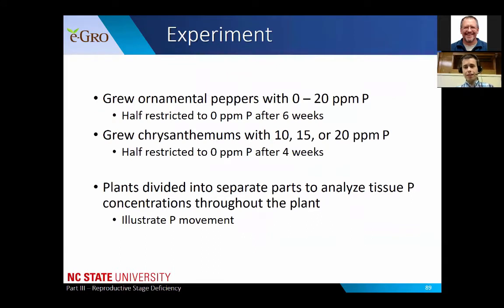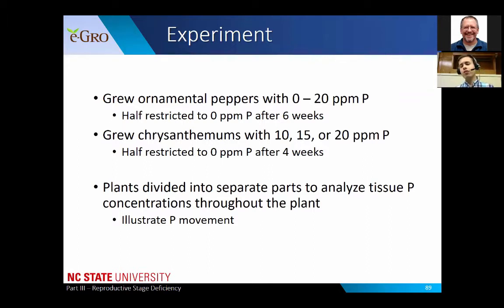So to test this hypothesis, we did a couple of experiments. We grew ornamental peppers with rates of 0 to 20 parts per million phosphorus, holding everything else constant. And half of the plants were restricted to 0 parts per million phosphorus after 6 weeks. Also, after the pepper experiment, we grew chrysanthemums with rates of 10, 15, or 20 parts per million phosphorus, and half of these plants were restricted to 0 parts per million phosphorus after 4 weeks.